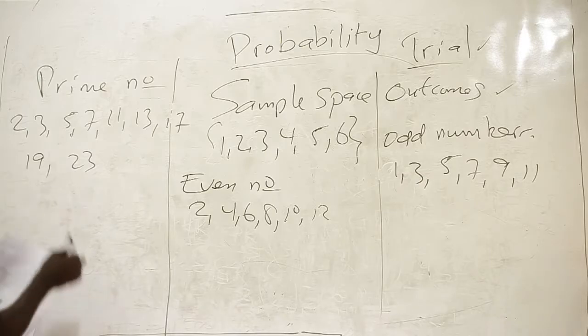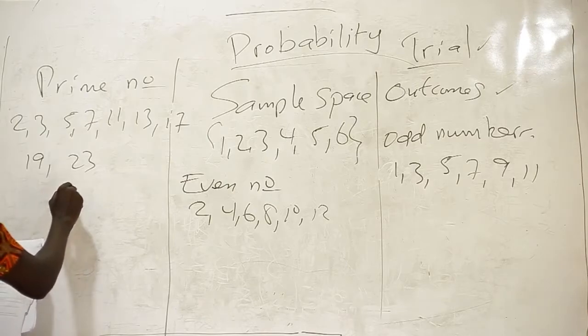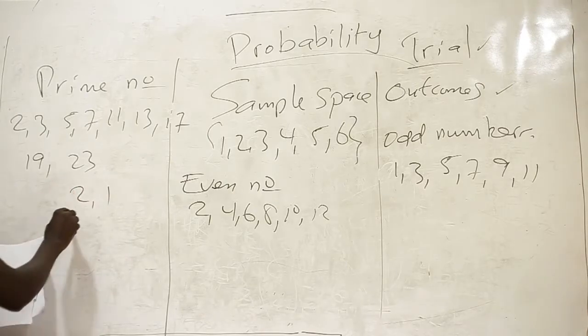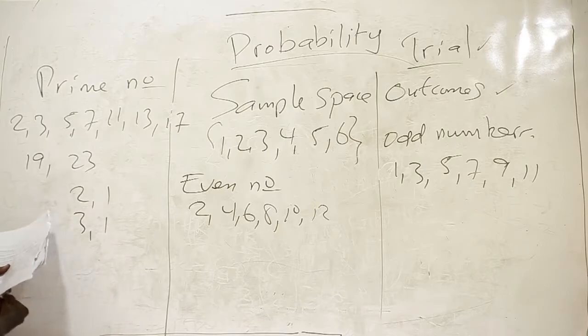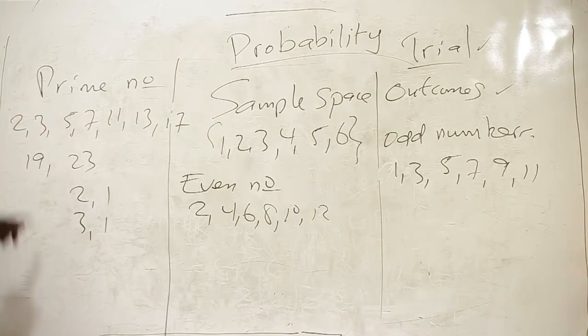Because, let's take the 2 for example. 2 has only 2 factors, that is, the number itself, 2 and 1. 3 has only 2 factors, that is 3 and 1. 5 has only 2 factors, that is 5 and 1. Apart from 1, no other number can go into it. So 2, even though it's an even number, it's a prime number.